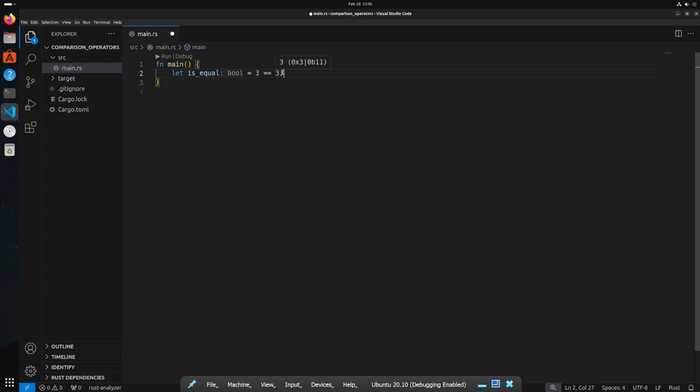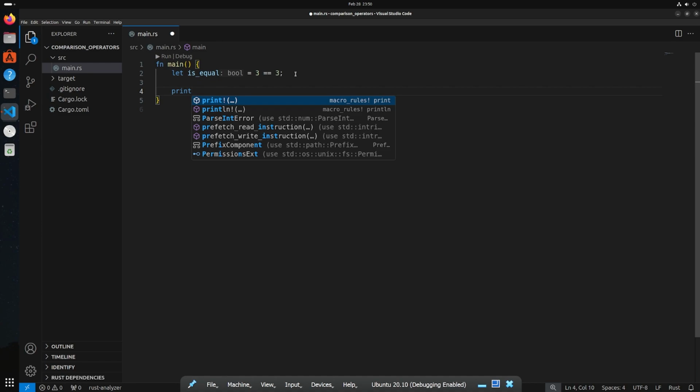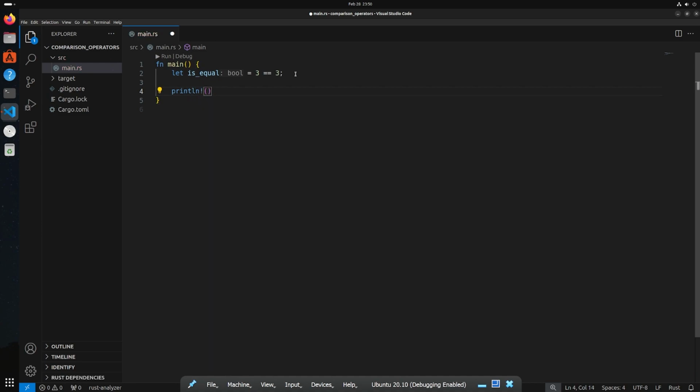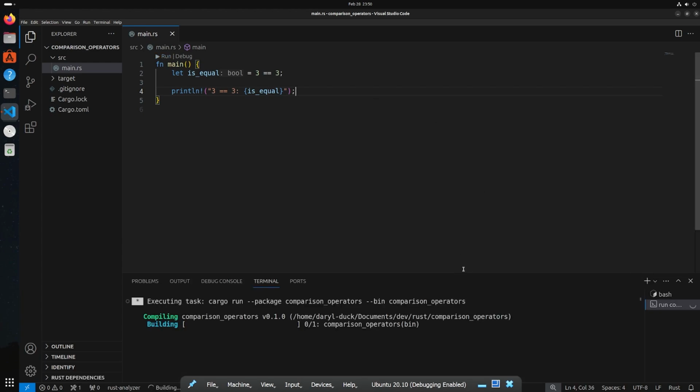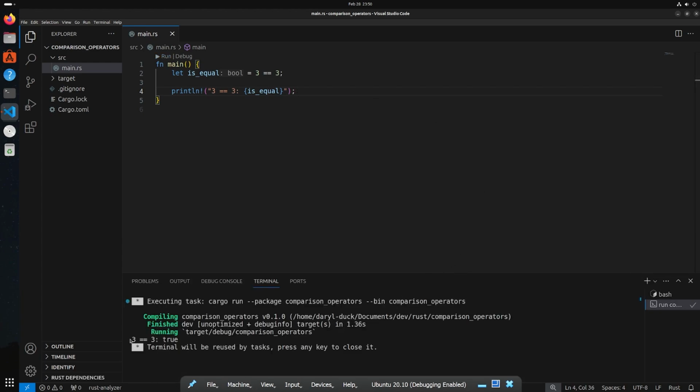So if I'm now going to go through the process of, say, printing this out, let's go println, and we'll go 3 double equals 3. And we can set that to is equal, like so. And save and run. Well, when we compile it, we can see that 3 double equal 3 is in fact true. And that's because 3 is equal to 3, right? Cool. So let's try a few more just to get a better understanding.